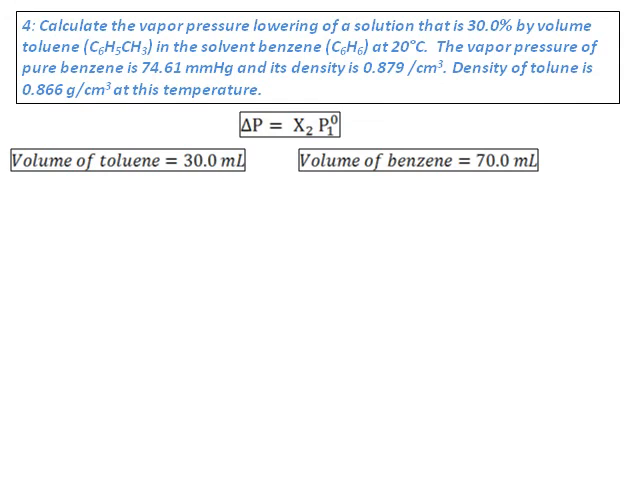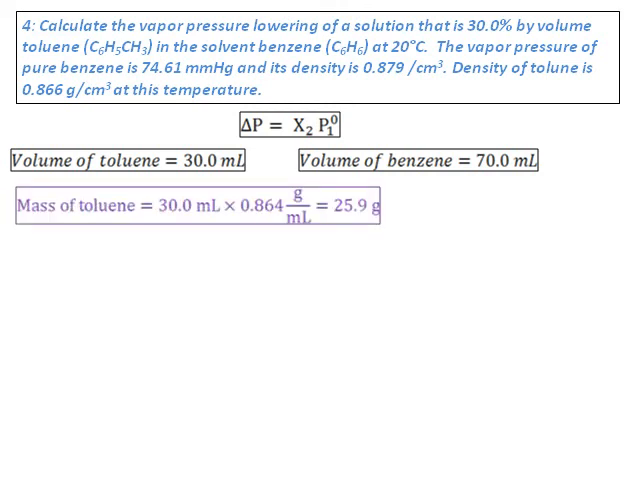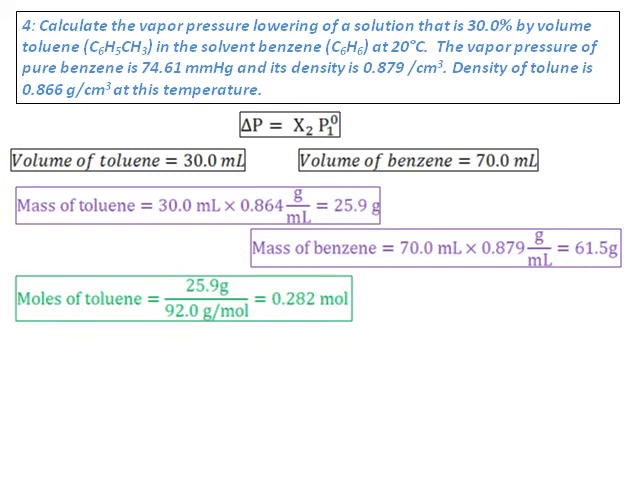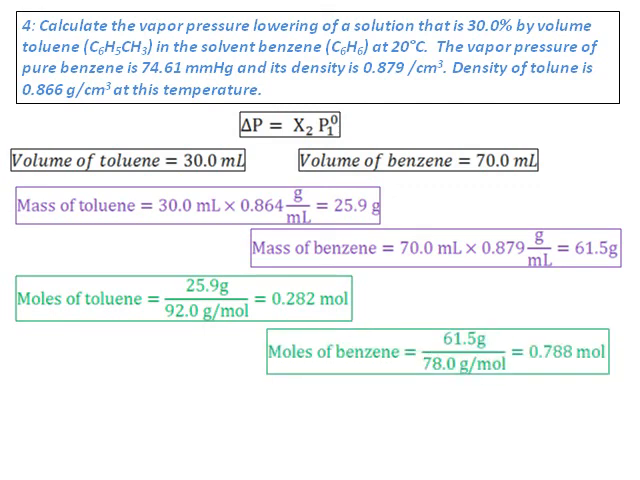So hence the mass of toluene will be equal to volume multiplied by density, that will be equal to 25.9. Similarly, mass of benzene can be calculated and I get that as 61.5. So after getting the mass of toluene and mass of benzene, I need to get the moles. Moles is obtained by dividing by the molar mass. So moles of toluene is equal to 0.282 and moles of benzene is equal to 0.788 moles.